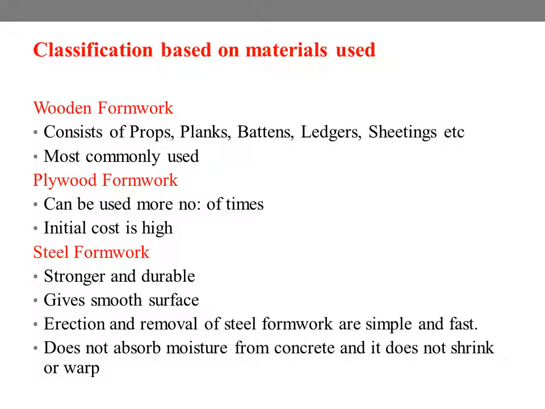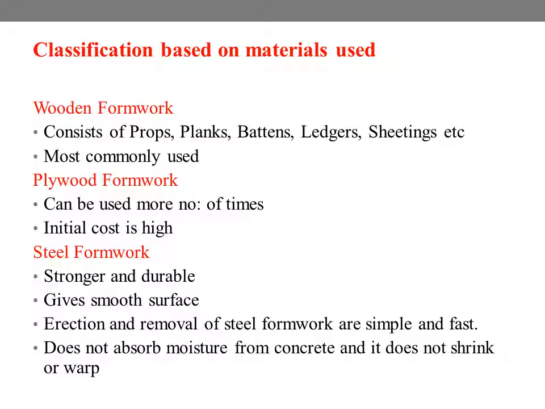Based on the materials used, formworks are classified, the first one being wooden formworks. It consists of props, planks, battens, ledgers, sheetings, etc. It is the most common material used and hence called traditional formwork. It can easily be cut to size on site.